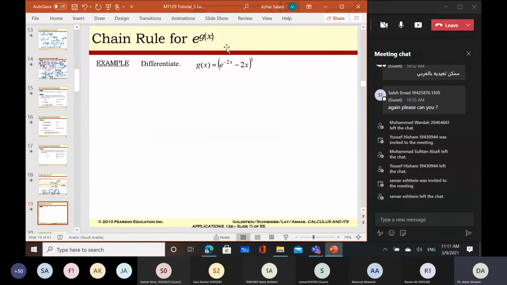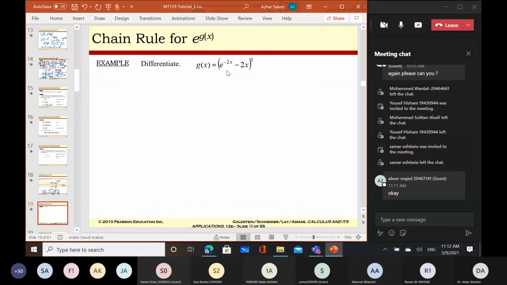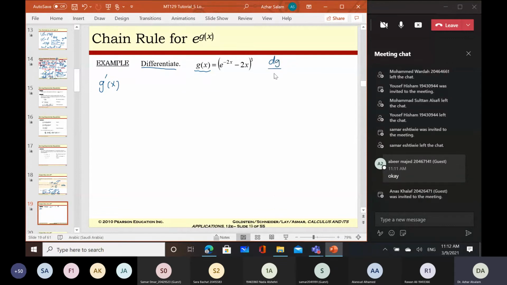Okay, now we will apply some example. This is the function g. I have to find its derivative. The question is to differentiate. So I have to find g dash of x, or I can write dg by dx of x, of course. Or d by dx for g equals to.